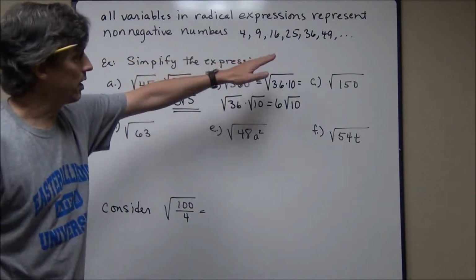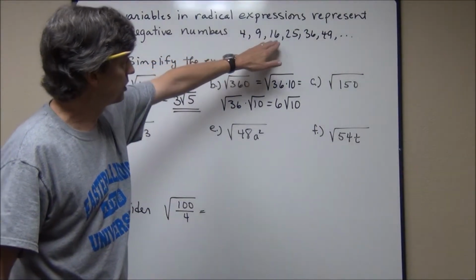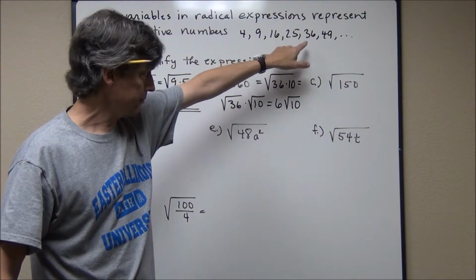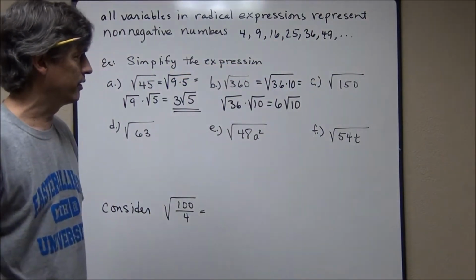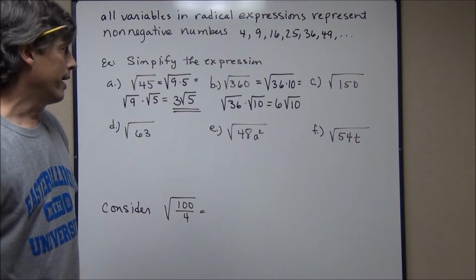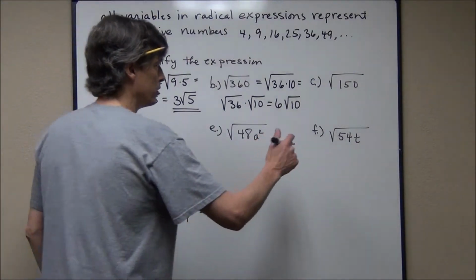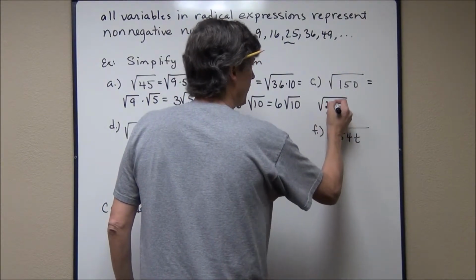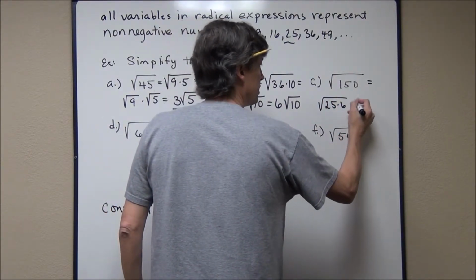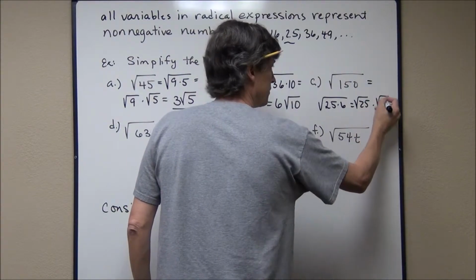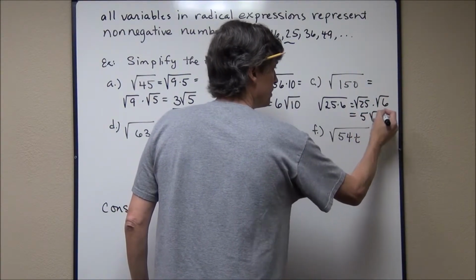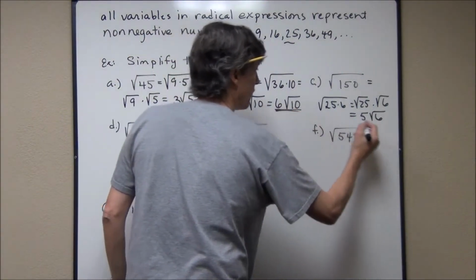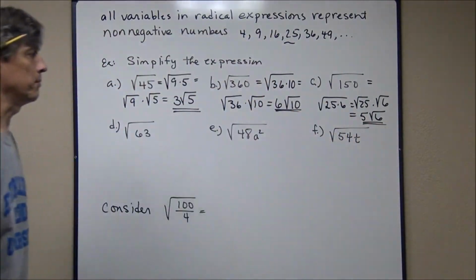I started looking at these numbers, 4, no, 9, no, 16, no, 25, yes. 25 times 6 is 150. 36, no, 49, no, 64, 81. None of those are going to work. I'm going to use the 25. This is the square root of 25 times 6. This is the square root of 25 times the square root of 6. And this is 5 times the square root of 6. And I have simplified it. This is simplest form, this is simplest form, and this, for this last example here, is simplest form.